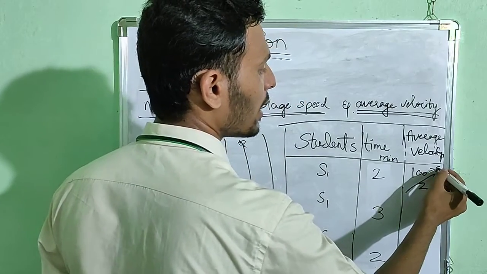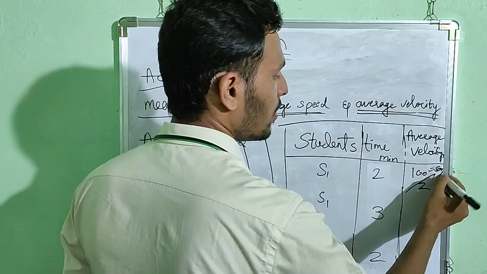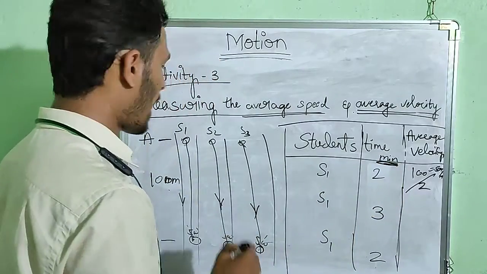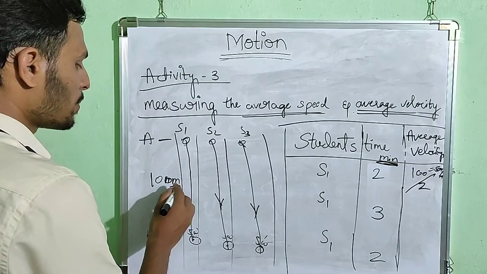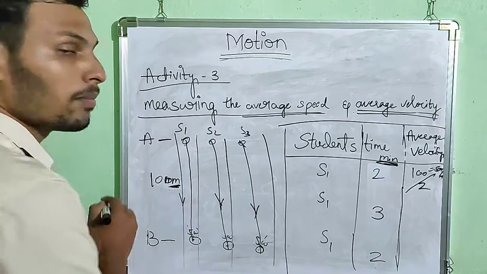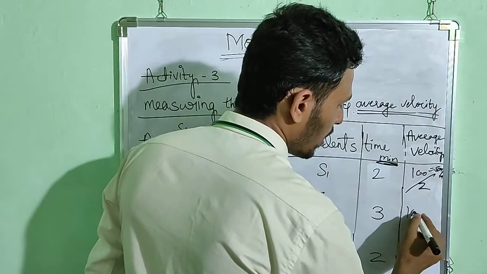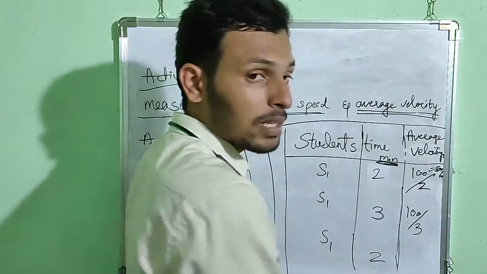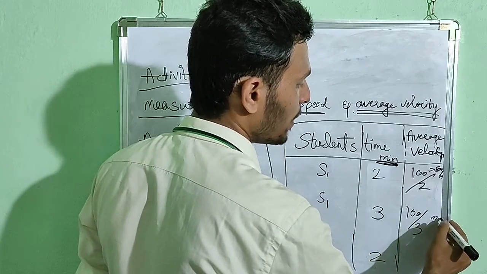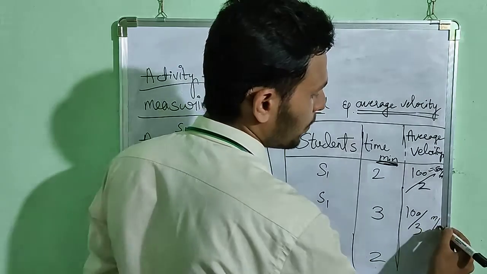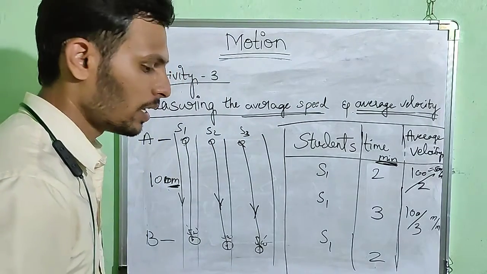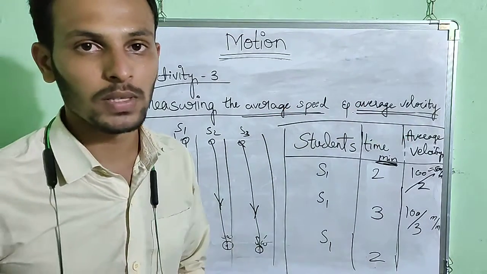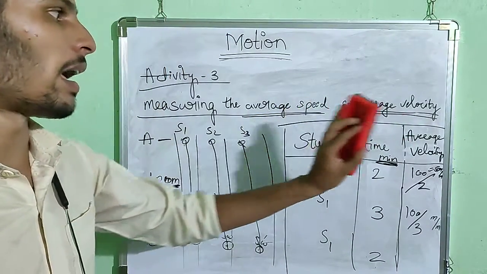We'll get 50 meter per minute. The time is in minutes, and this displacement is in meters. In similar fashion, 100 divided by 3, we'll get some answer in terms of meter per minute. So this is how you calculate the average speed and average velocity.